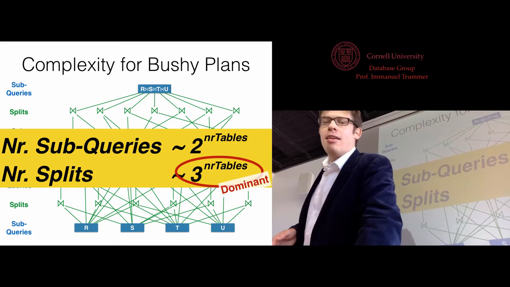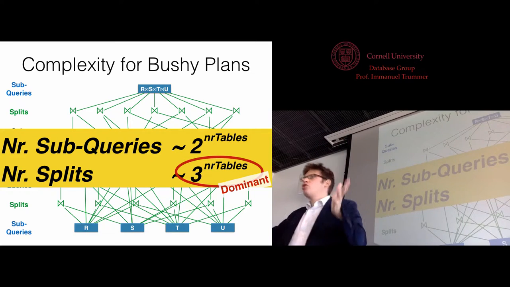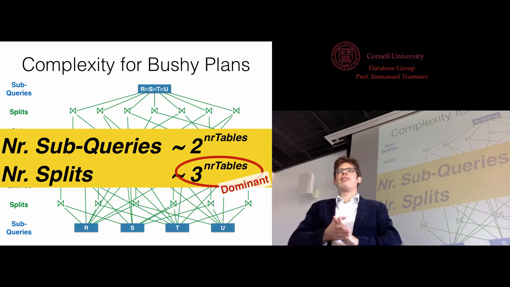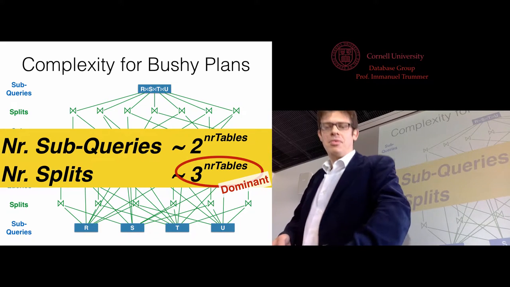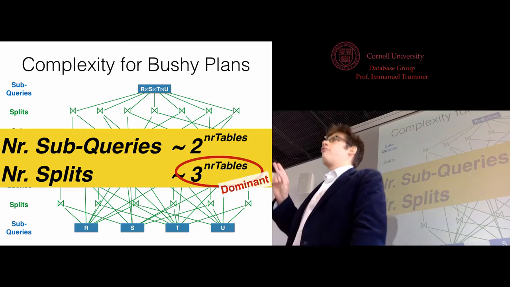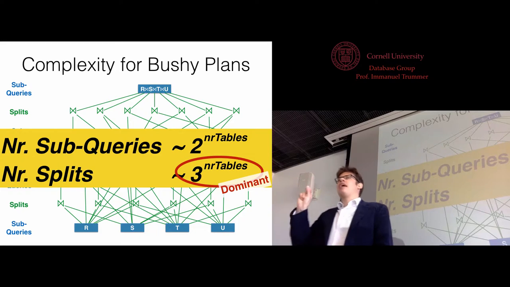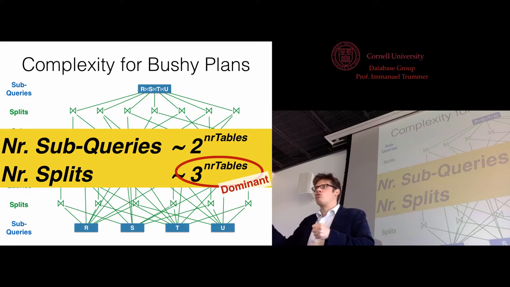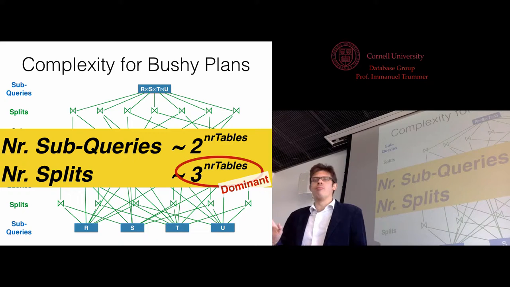And this means that in order to get time complexity for bushy query plans, we actually have to count the number of subquery splits that we are considering. Now, if I consider one specific table, then I can partition the subquery splits into three groups based on whether that table appears in the left join operand, in the right join operand, or in none of them.